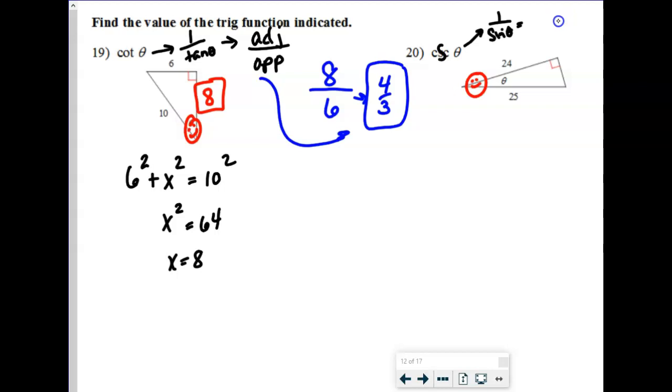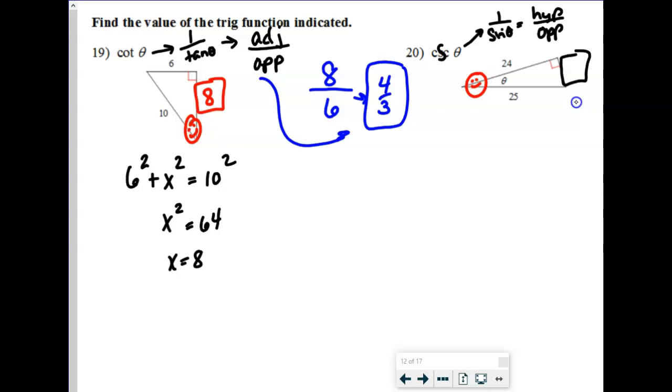So the reciprocal to sine, instead of opposite over hypotenuse, would be the hypotenuse over the opposite. But we don't have the opposite. So I have to either know that this is a Pythagorean triple. Does anyone know what this one is?